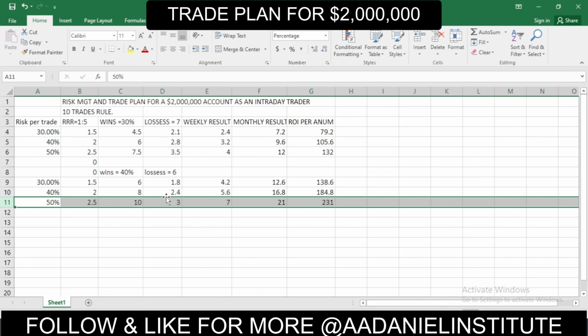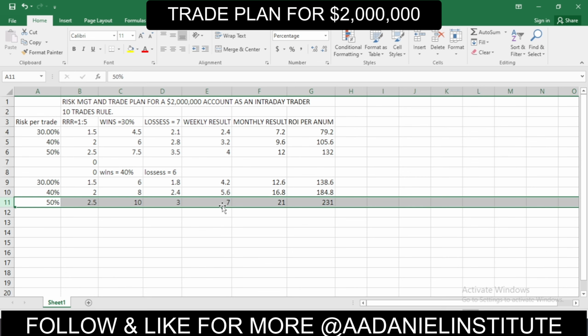Beautiful, right? But because of the market, you might not be right every time. So 6 losses will give you what? 3% loss, right? 10 minus 3, you have 7%. So in a week, you make 7% of your account, quick and sharp, on a 40% win rate.